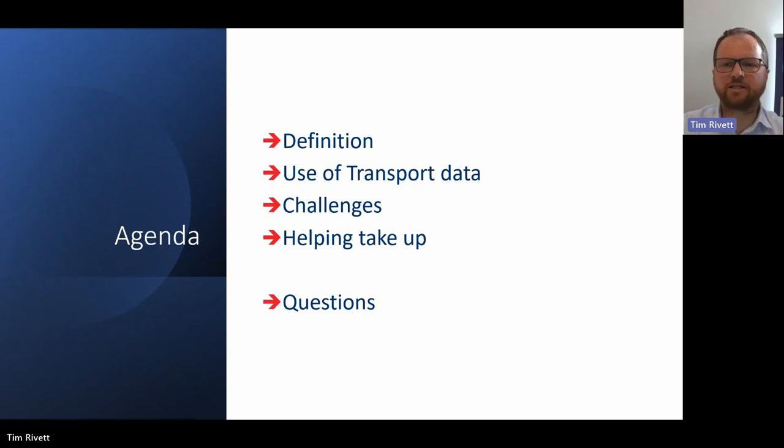So what we're going to look at today is we'll start with a definition, of course, always helpful, and then look at some of the uses of transport data, some of the challenges of using data to make a difference, particularly when you're using it with other data sets, and what you can do to help take up, and some examples towards the end. And then we'll wrap up with any questions and let you get back to whatever you've got on this afternoon.